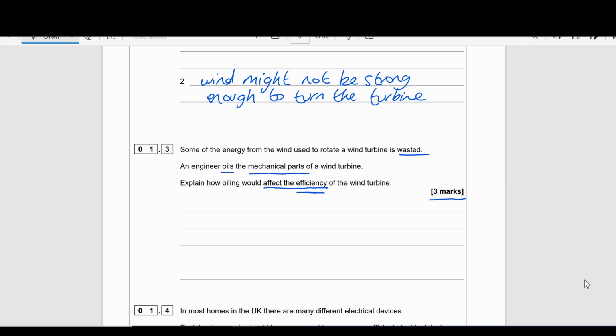So why would an engineer want to oil the mechanical parts of a wind turbine? They wouldn't want to do that to decrease the efficiency. They want to do that to increase the efficiency. So that definitely needs to be our first mark.